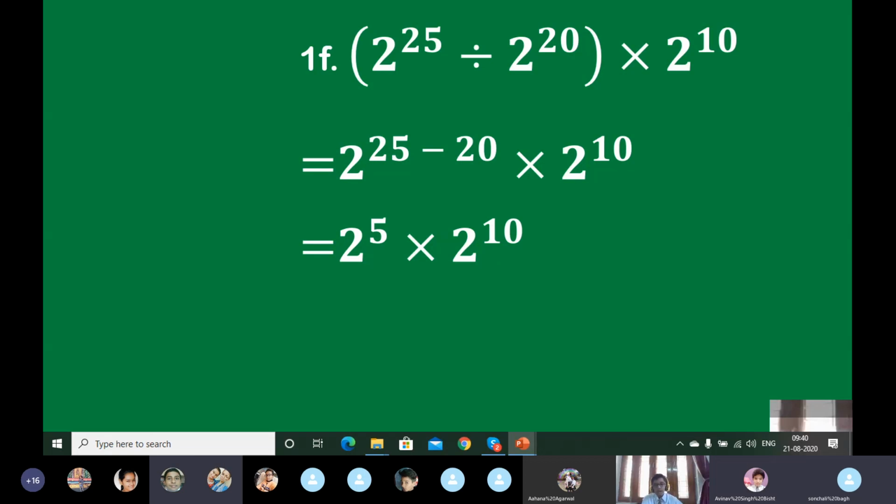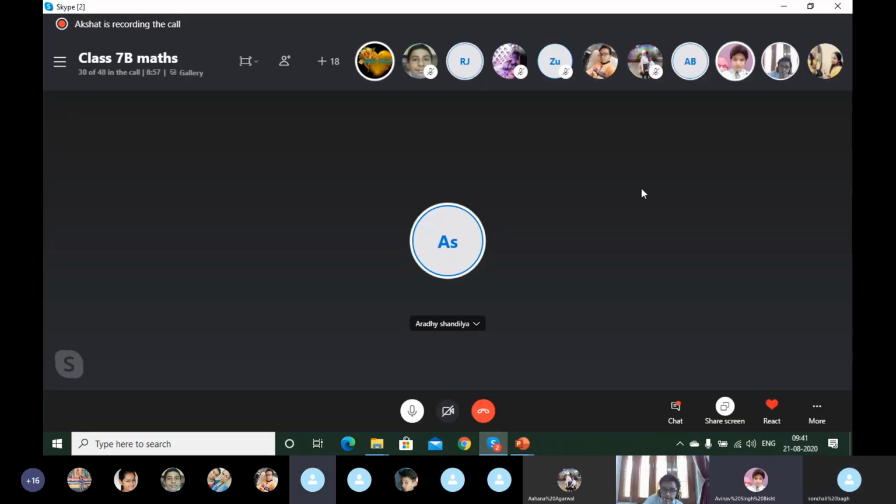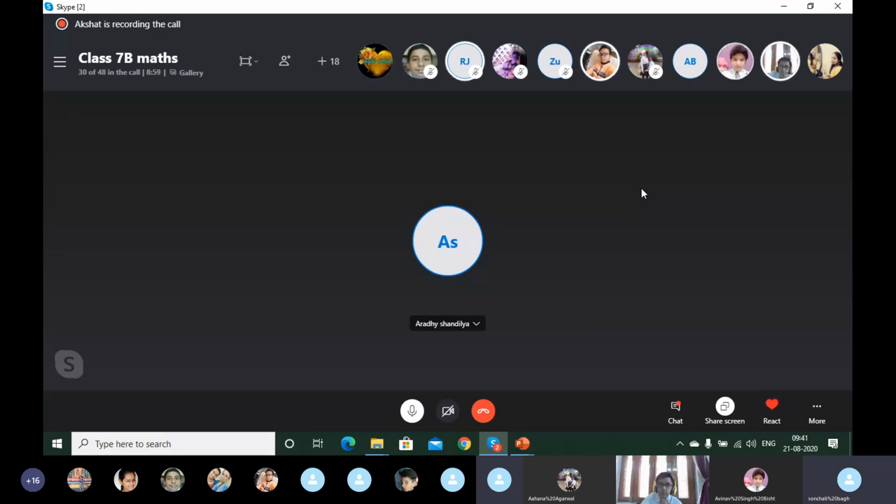We have 2 to the power 5 into 2 to the power 10. Multiplying powers with the same base, we have to add the powers of both the numbers. So, 2 to the power 15.